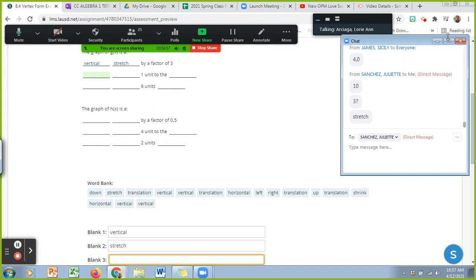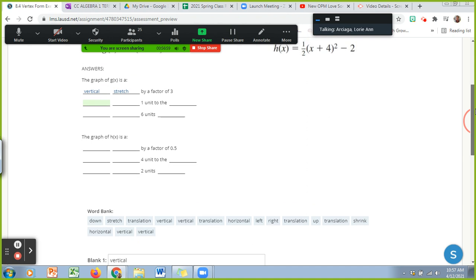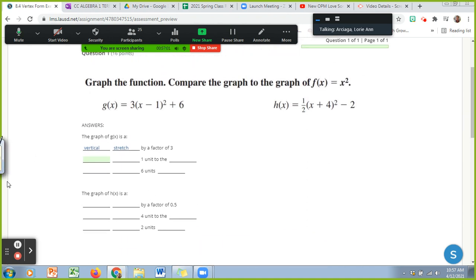Perfect. I think I'm just going to write over here because it will be faster for us. And then you write down the answers later. So that's your a value, right? Now 1 unit to the blank. So where did that come from? That 1 unit will come from the h value, right? That's your h value. I said earlier, if it's the h value, it's horizontal. So it's a horizontal translation.